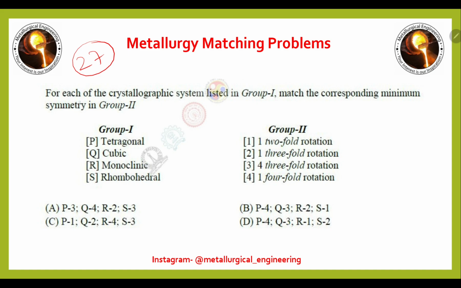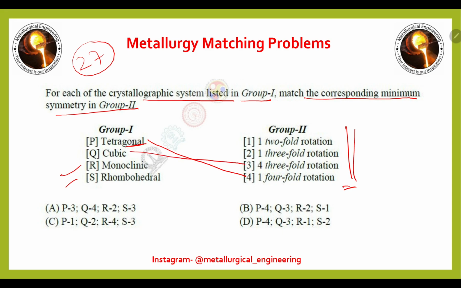In this 27th problem, for each of the crystallographic systems listed in group 1, match the corresponding minimum symmetry in group 2. These are the corresponding symmetries. So tetragonal matches with one 4-fold, cubic with four 3-fold, monoclinic with one 2-fold, and rhombohedral with one 3-fold rotation. So the right answer is D part.